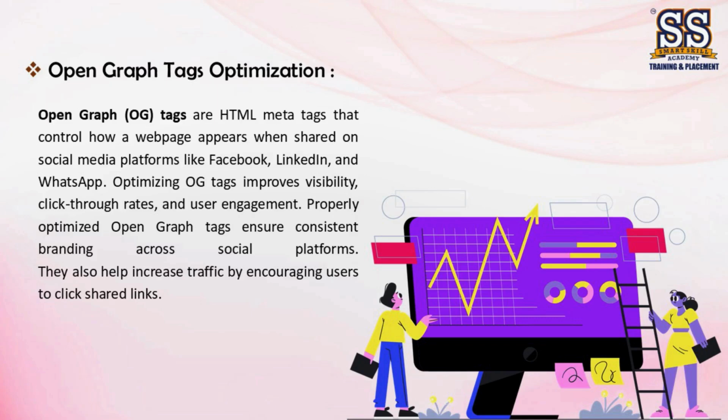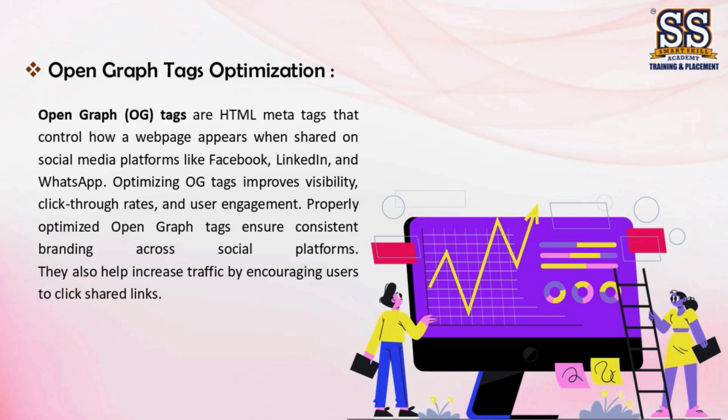Why should we spend time optimizing these? First, it's about visibility and branding. Without these tags, a platform might pull a random, unrelated image from your site or a messy snippet of text, which looks unprofessional. Properly optimized tags ensure your branding remains consistent no matter where it's shared.